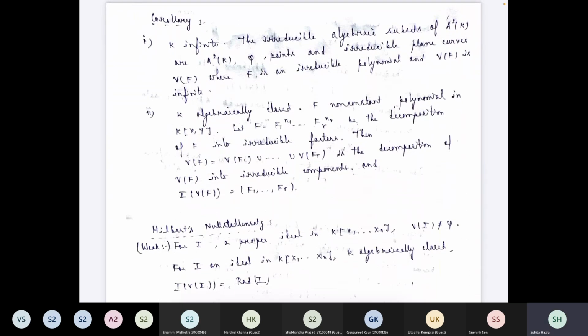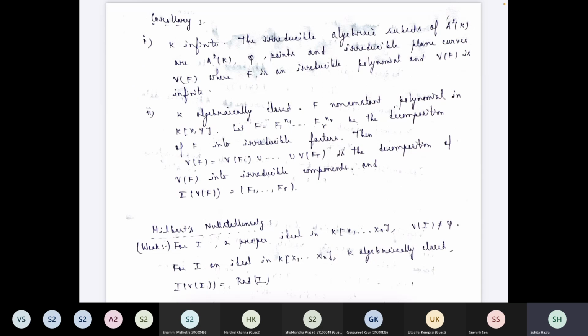Now it has two corollaries. If k is infinite, the irreducible algebraic subsets of A^2(k) are: A^2(k), the empty set, the points, that is, the singleton points or a collection of a finite number of points, and the irreducible plane curves V(f), where f is an irreducible polynomial and V(f) is infinite.